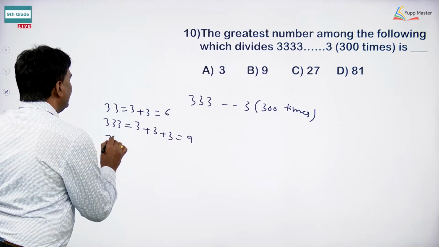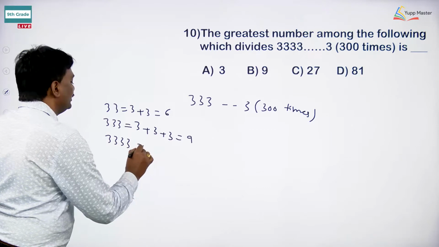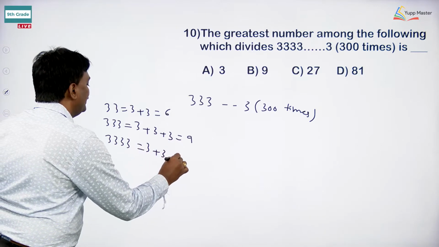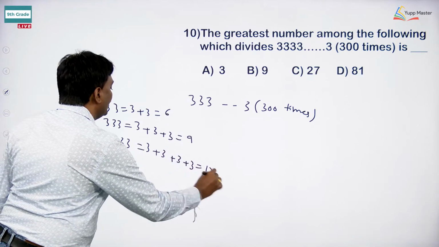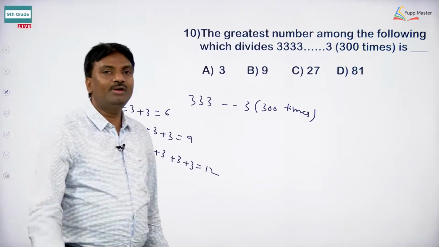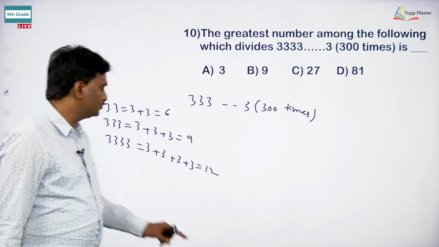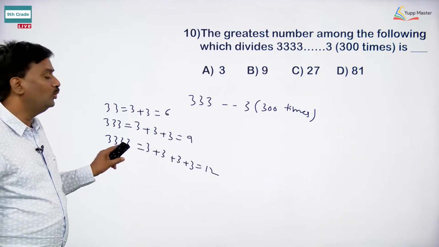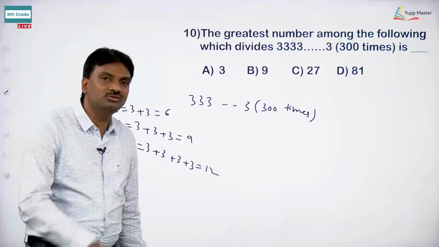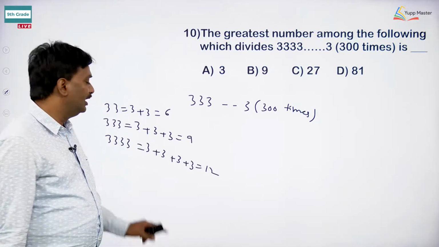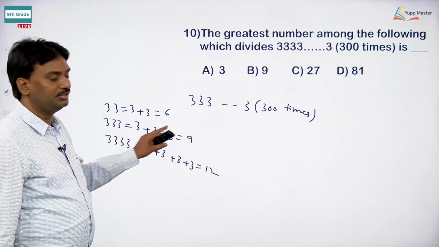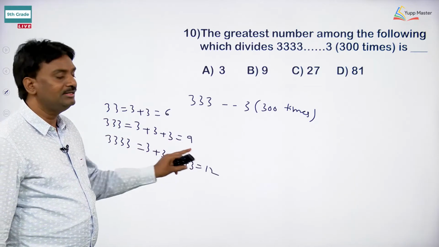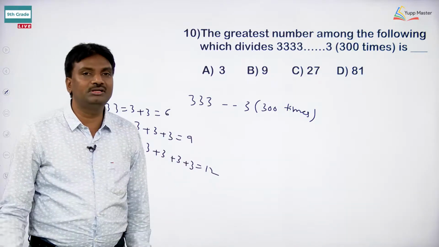If you take four 3's, 3 plus 3 plus 3 plus 3, that is 12. We know 12 is divisible by 3. So that's why the number 3333 is also divisible by 3. Two 3's are 6, three 3's are 9, four 3's are 12.